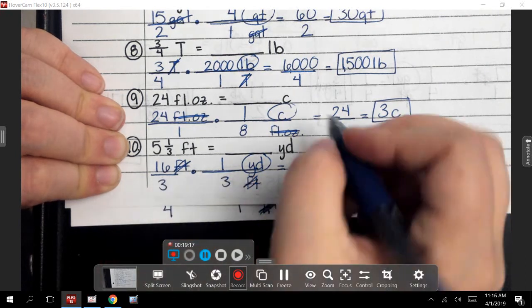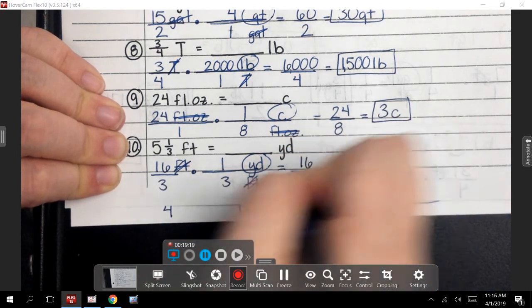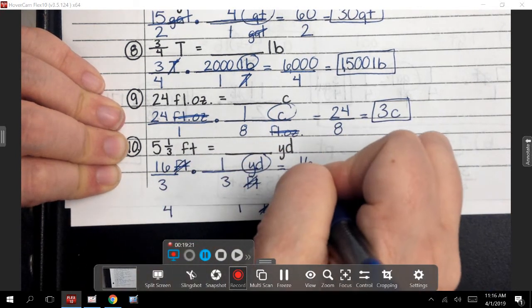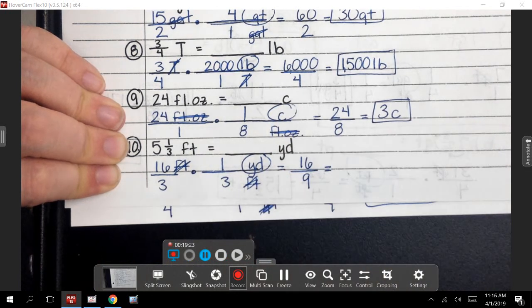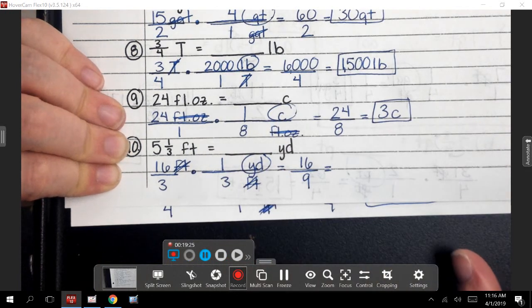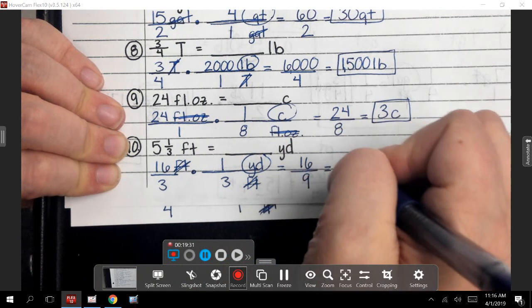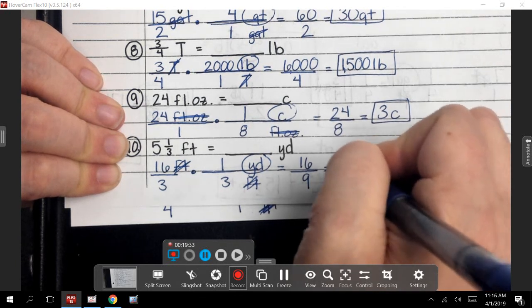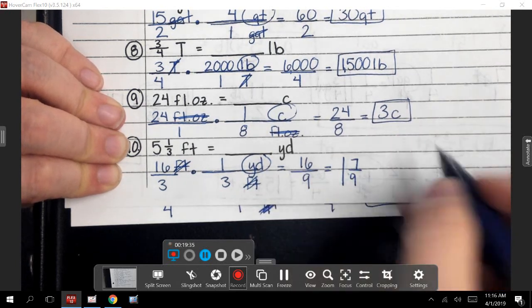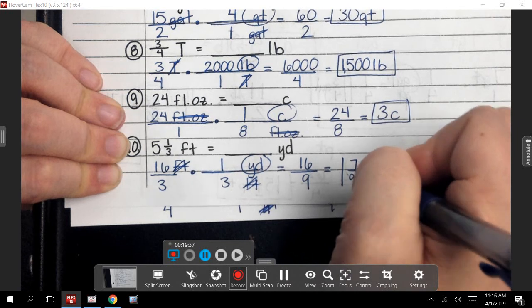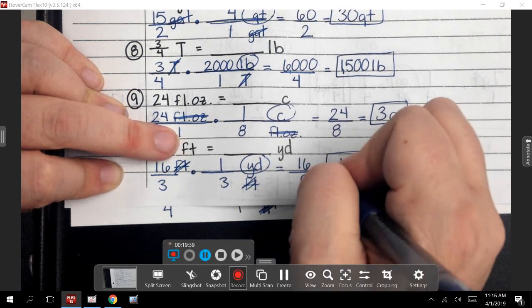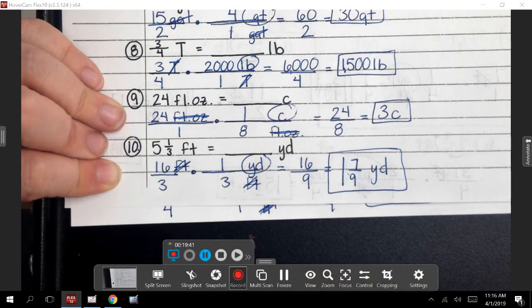All right, 16 times 1 is 16. 3 times 3 is 9. All right, if I change that to a mixed number, so typing in 16 over 9 as a fraction, 9 will go into 16, I know, 1 time, with 7 left over. You can do that one in your head pretty easily, or you can use your calculator to check it. So I get 1 and 7/9 yards.